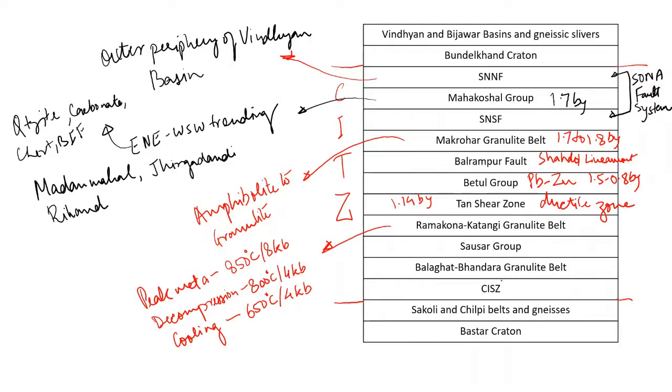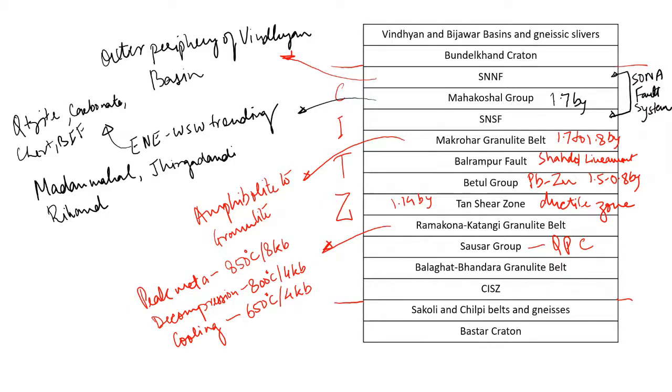The Saucer Belt has the richest manganese deposits and it is dominated by QPC suite with little or no volcanics, so quartzite, pelitic, and carbonate rocks. It shows Barrovian regional metamorphism, kyanite, sillimanite type, from the greenschist facies in the south to amphibolite facies in the north. South of the Saucer supracrustal belt lies the Balaghat Bhandara granulite belt and the Central Indian Shear Zone.